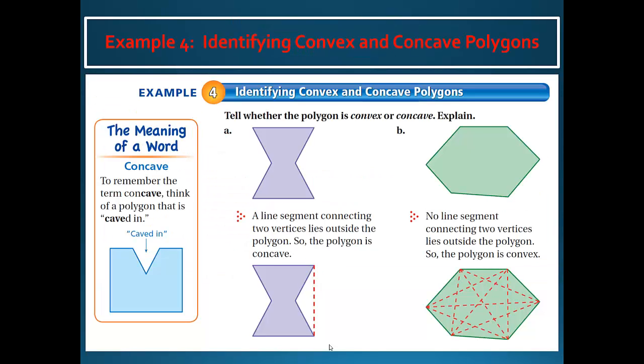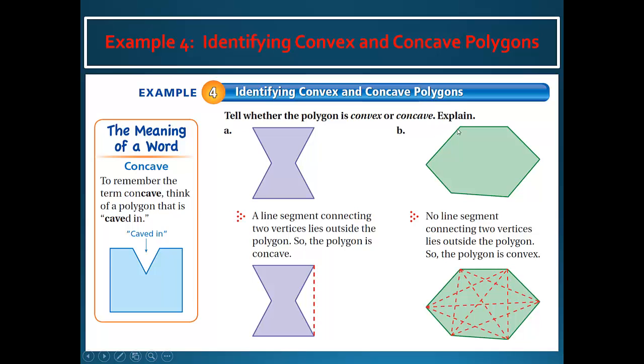So now for example 4, we're identifying convex and concave polygons. Tell whether the polygon is convex or concave, and explain. So for A, we are able to draw a line segment between two vertices. We can draw it here, or we could draw it here. So a line segment connecting two vertices lies outside the polygon, so the polygon is concave.